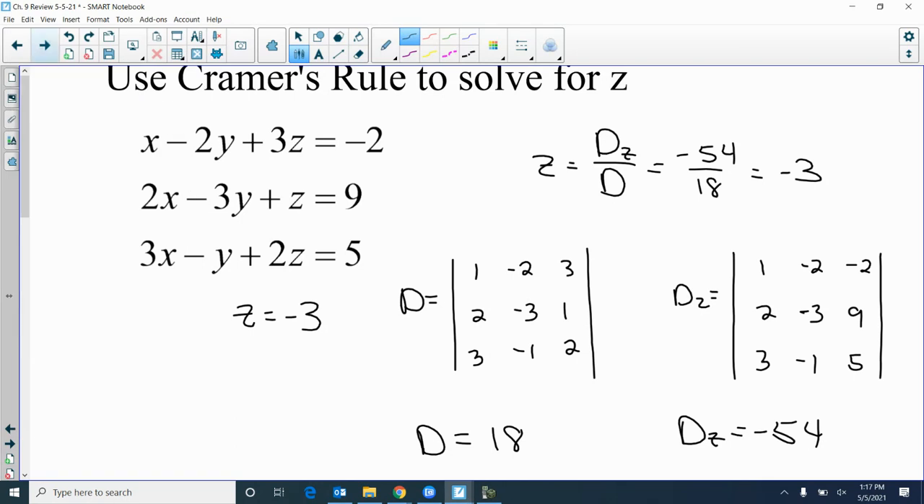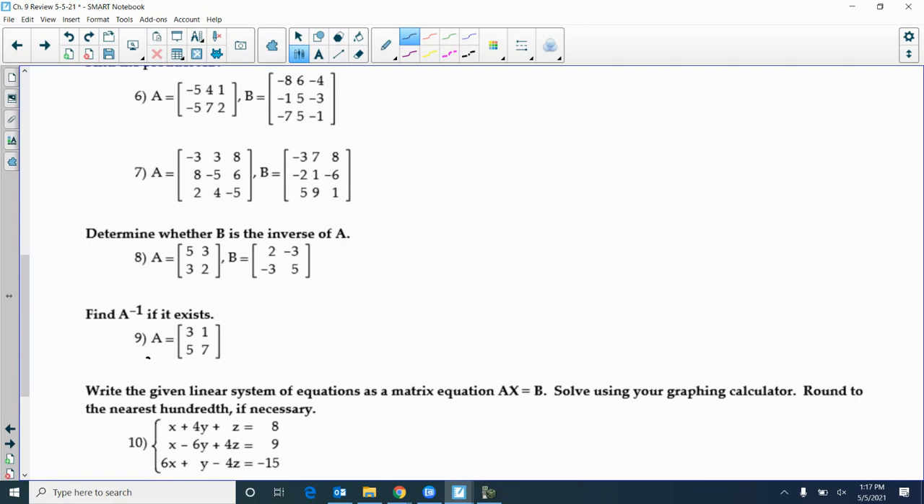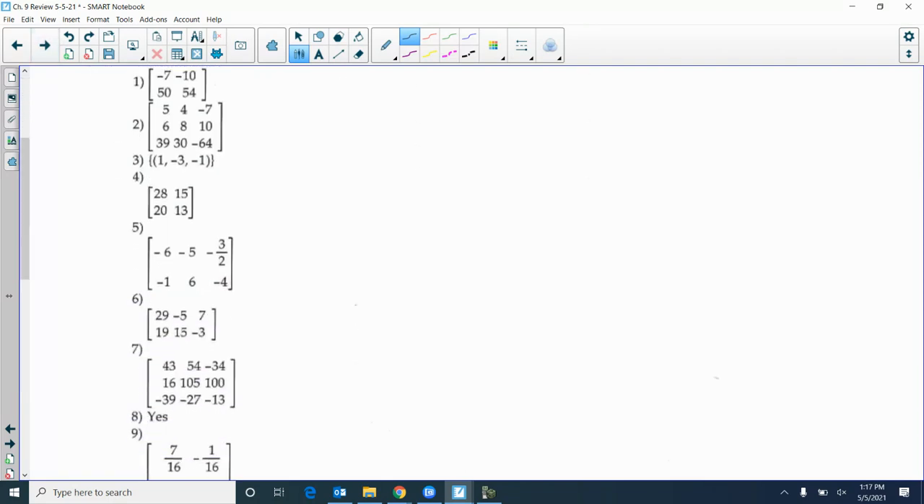All right, that's essentially it. You got the review. If you've already done it, great. Here's the answer key, which will be on Canvas as well. Make sure you use those.